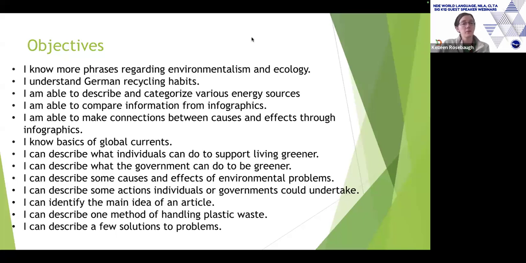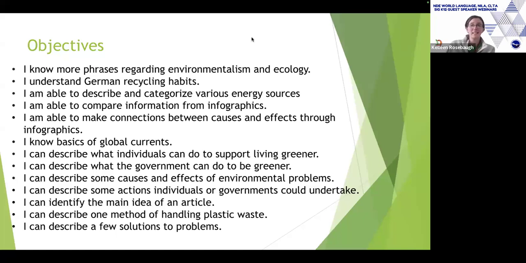They'll know the basics of global currents. That is one of the areas that we have for ecology. They can describe what individuals and the government can do to support living greener. So they can think about their own actions. How does that relate to the environment and the effects on it, as well as what can larger systems do to affect the environment positively or negatively. They can describe causes and effects of environmental problems, the actions that individuals or governments could undertake.